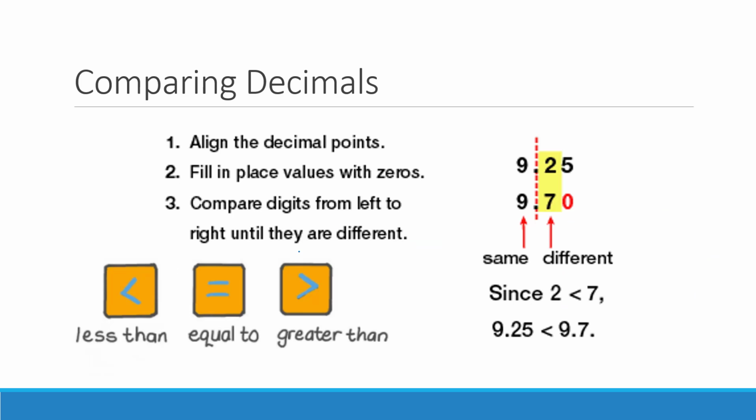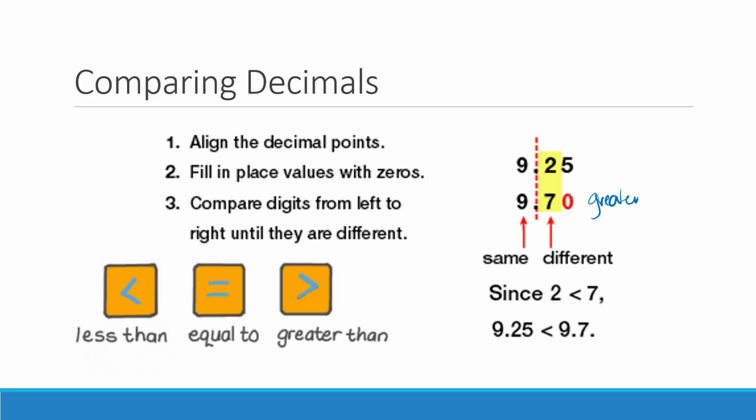Now with comparing decimals, you're using your less than or greater than symbol. Again, I would write your decimals vertically. It just makes things easier. They both have a 9 in the whole numbers place, but they have a 2 in the tenths place here and a 7 in the tenths place here. So automatically, this one is the greater number.